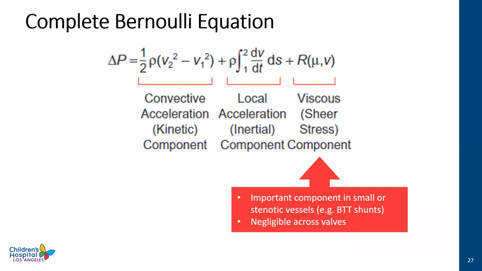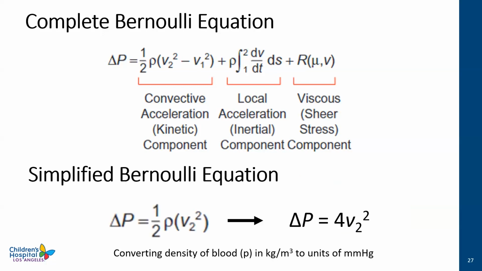And then the final one is going to be shear stress components. And this is going to be important if you have really small stenotic vessels. In the cardiac ICU, where we're taking care of our post-op Norwoods or stage 1s, and we're trying to get a gradient across the BT shunt, it's not going to be very accurate with the simplified Bernoulli because of this reason, because we have shear stress. However, across valves, this is negligible, and so we can just ignore it. And so typically when we're just talking about obstruction across the valves, we can use a simplified equation.